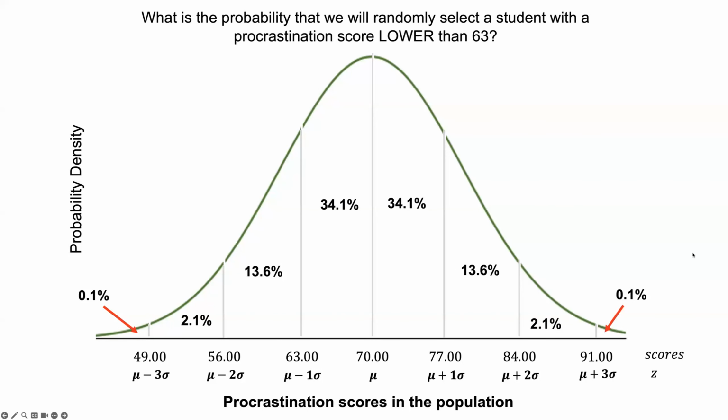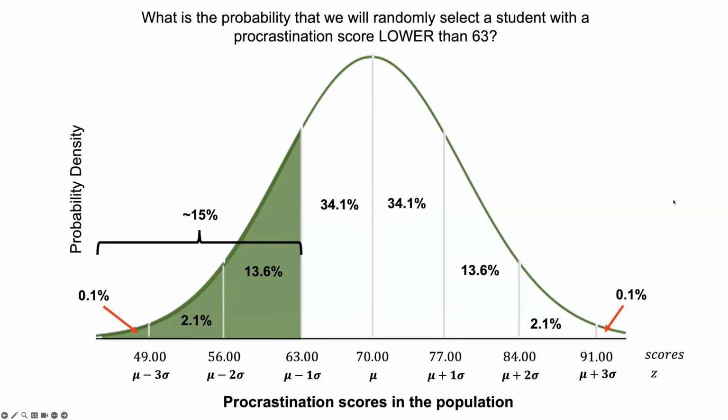So what's the probability that we will randomly select a student with a procrastination score lower than 63? Here we can see that 63 is one standard deviation below the mean. And because we're looking for a procrastination score lower than 63, we're looking for this shaded area right here. So the reason why normal distributions are so important for statistics is that we can make estimates using that information. So we can say it's about a 15.8% probability that we would get a score lower than 63, which is relatively unlikely. So this idea of using this normal distribution to estimate probabilities is useful when we're trying to learn about a population.